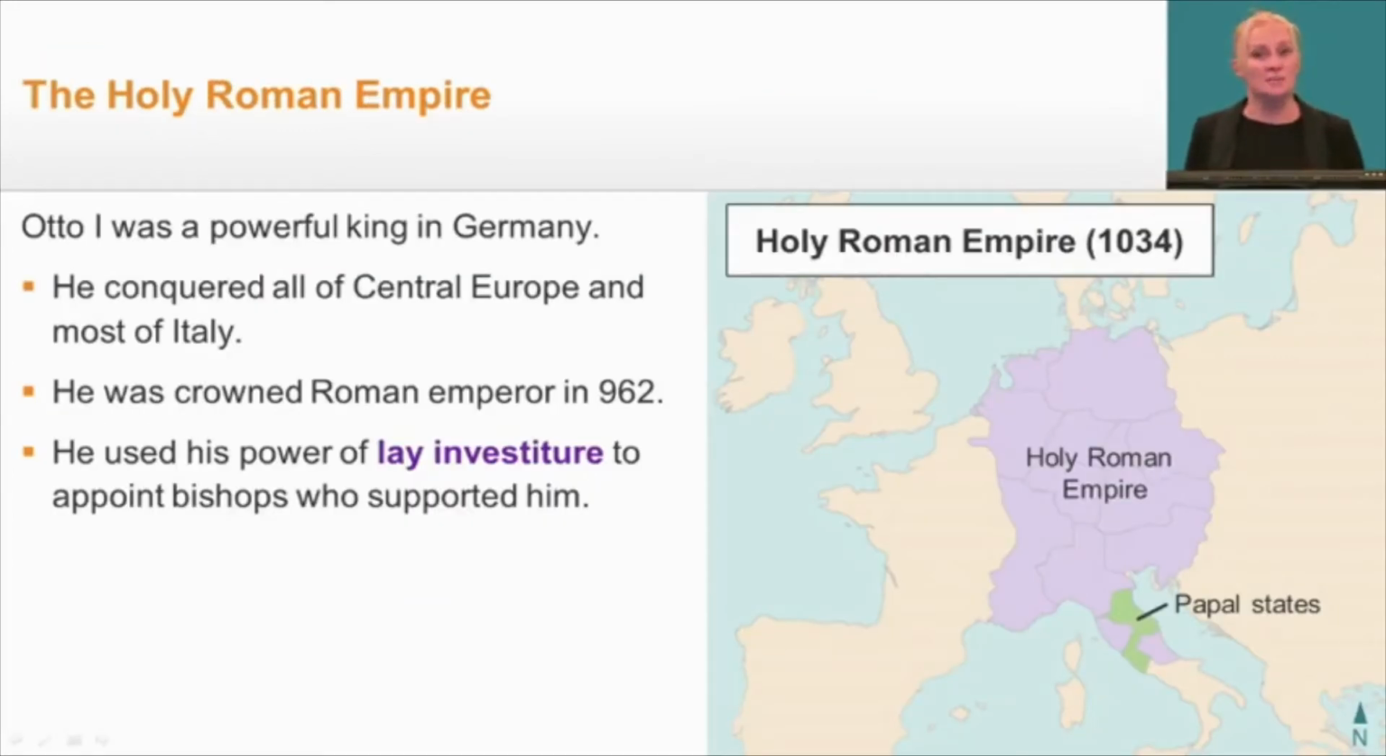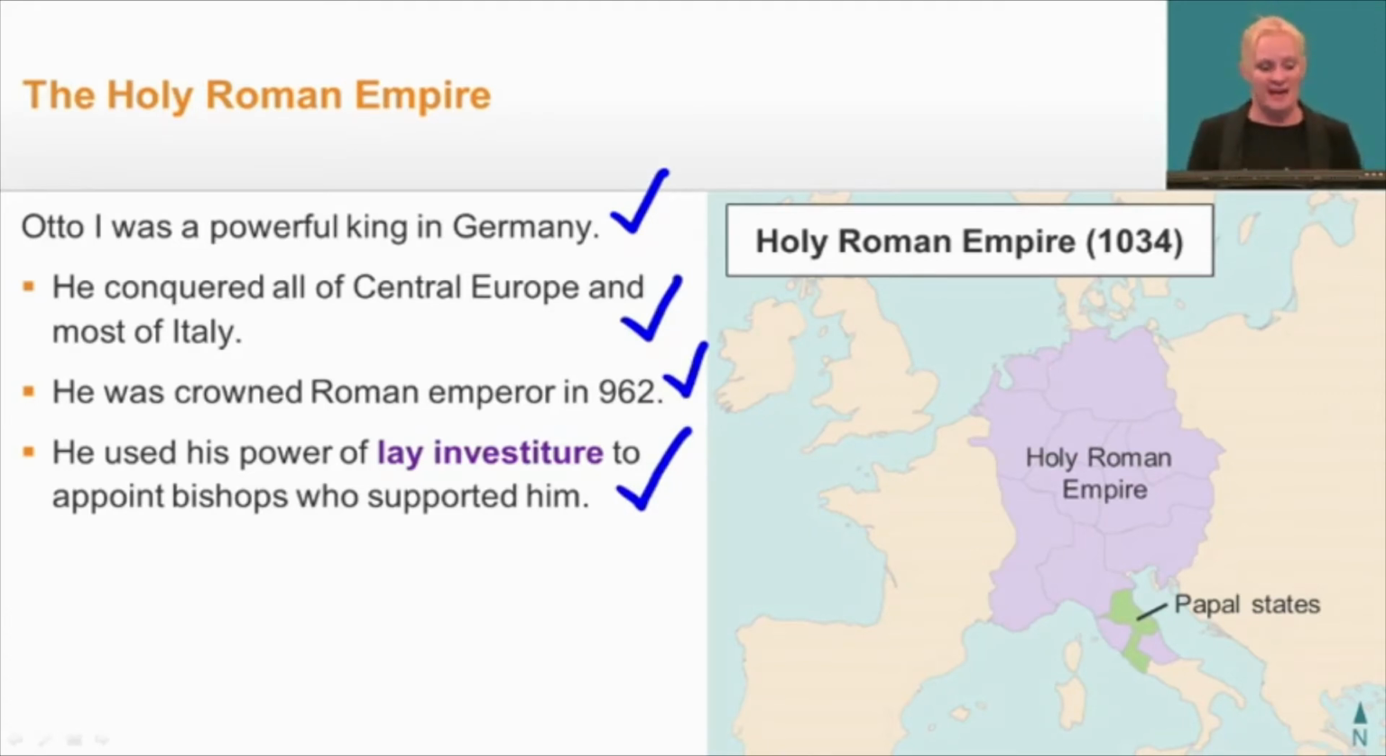Now, after Charlemagne, who had conquered most of this part of Europe, passed away, his empire fell apart very quickly. And the person who was standing in the wings ready to scoop it all up was Otto the First, a very powerful king from Germany. He conquered all of Central Europe and most of Italy, and he was crowned Roman emperor in 962, again by a pope. He used his power of lay investiture to appoint bishops who would support him.